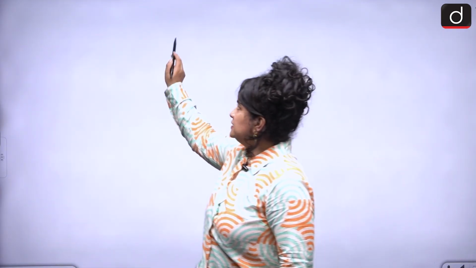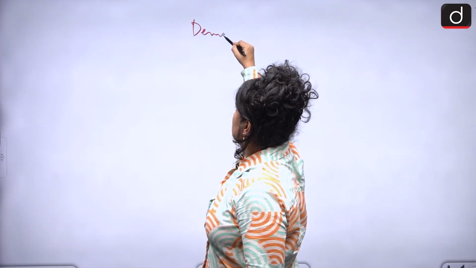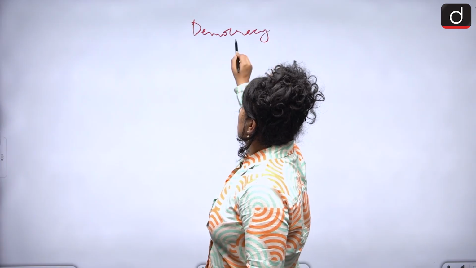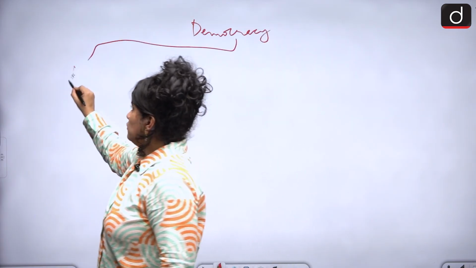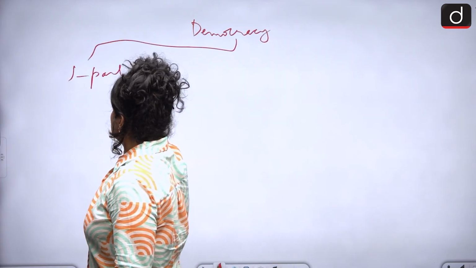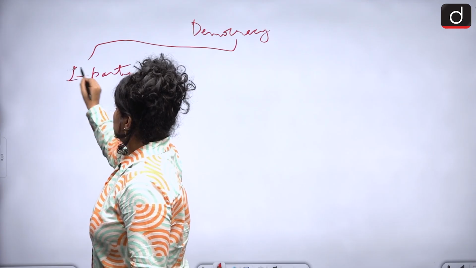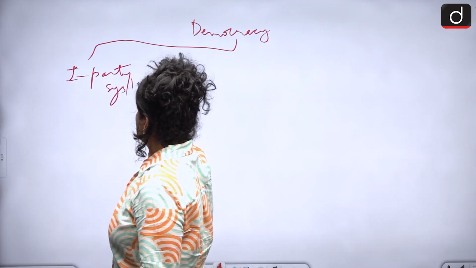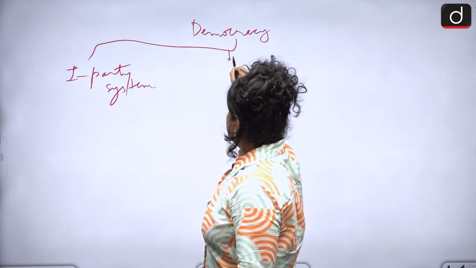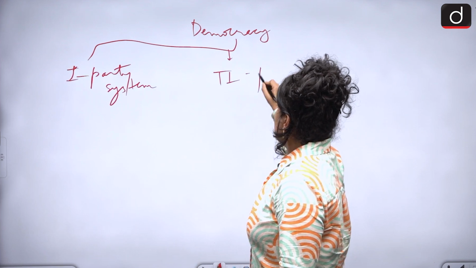So there can be, in a democracy, a one-party system. There can also be a two-party system.